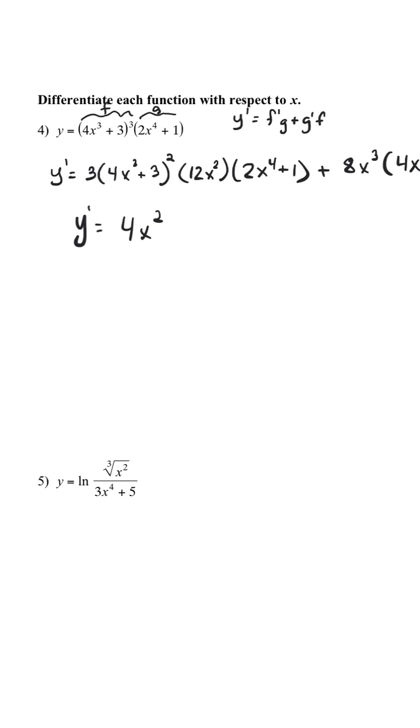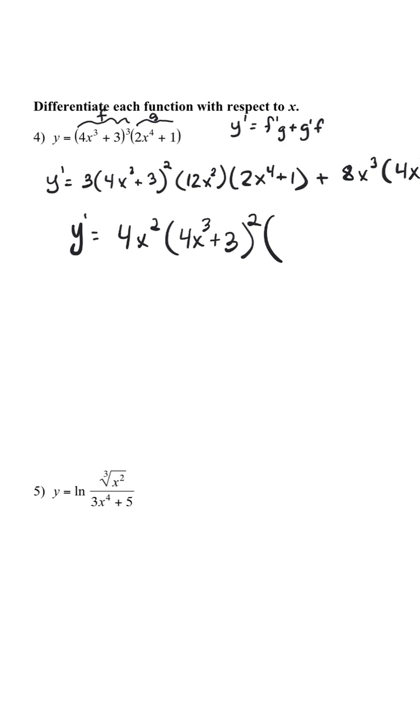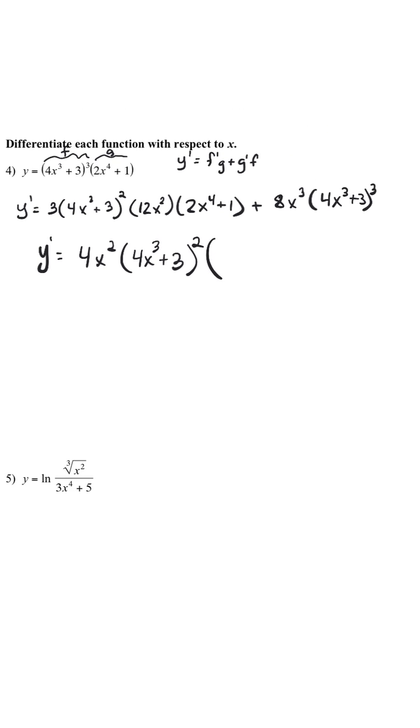a 4x squared and a 4x cubed plus 3 squared, then what do we have left over? Out of the 12x squared, the x squared came out, so 12, that leaves a 3. 3 times 3 would be a 9. And then the 4x cubed squared came out, but we have a 2x to the 4th plus 1. And then from this side, an x squared came out and a 4, so that leaves a 2x. And then one of these 4x cubed plus 3s.